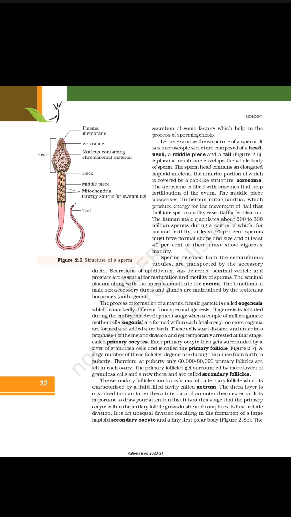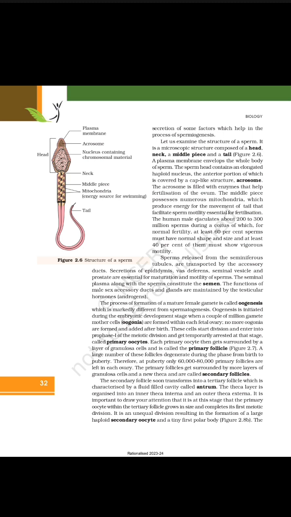Motility is essential for fertilization. The human male ejaculates about 200 to 300 million sperms during a coitus. For normal fertility, at least 60% of sperms must have normal shape and size, and at least 40% of them must show vigorous motility. Sperms released from the seminiferous tubules are transported by the accessory ducts. Secretions of the epididymis, vas deferens, seminal vesicle, and prostate are essential for the maturation and motility of sperms. The seminal plasma, along with the sperms, constitutes the semen. The functions of the male sex accessory ducts and glands are maintained by the testicular hormones, androgens.